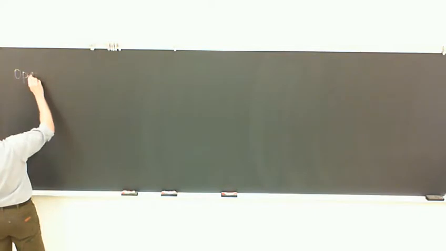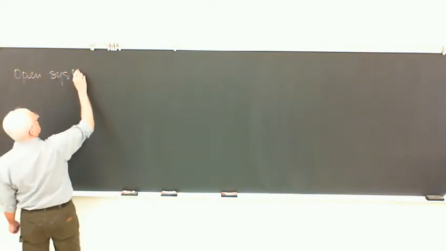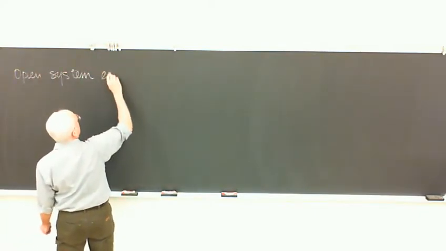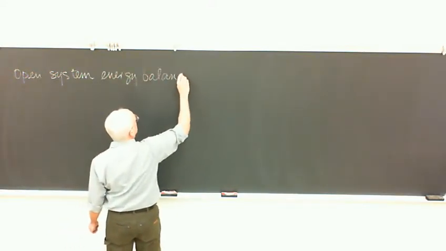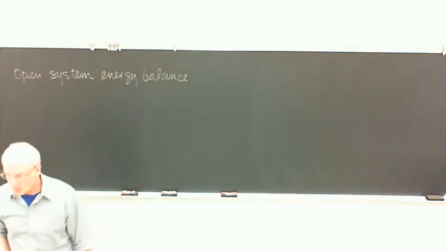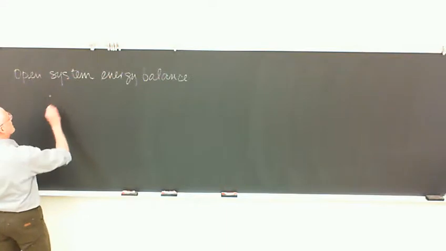Last chapter, we did our energy balances for closed systems. Now we're going to do it for open systems. So we'll start with, if you remember what an open system is, that's any system into which mass can flow and out of which mass can flow, which means we have a whole bunch of things that could be going on.